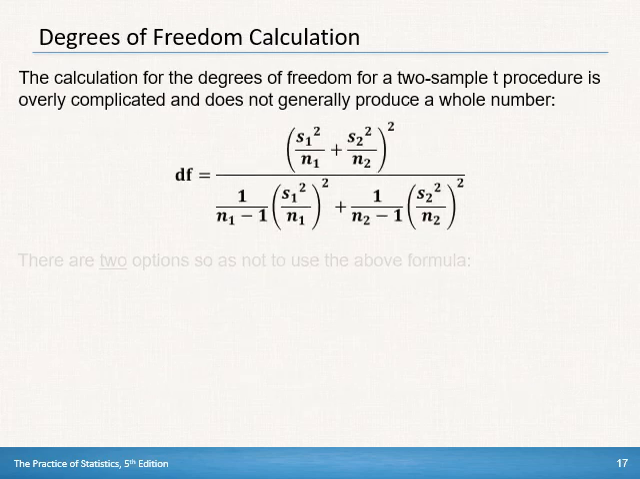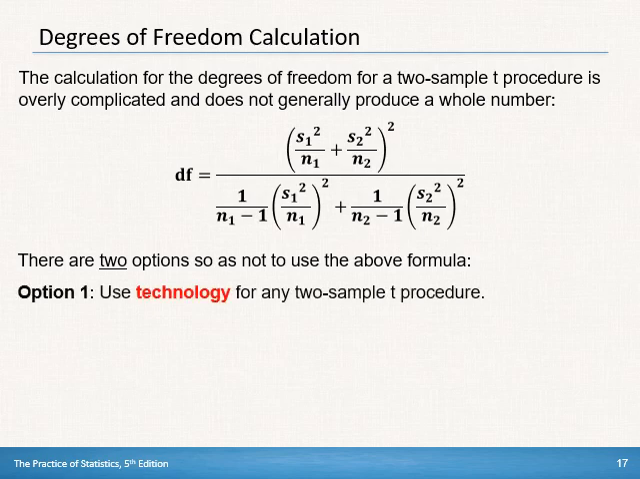All right, so to calculate the degrees of freedom, we would use this formula. For obvious reasons, we're not going to use this formula. It's way too complicated. So there are two options that we're going to use. The first one is use your calculator to do the test that you want, and as a result, your calculator will calculate the degrees of freedom. Often, the degrees of freedom will not be a whole number like we saw in the T table. So use technology if you have that option.